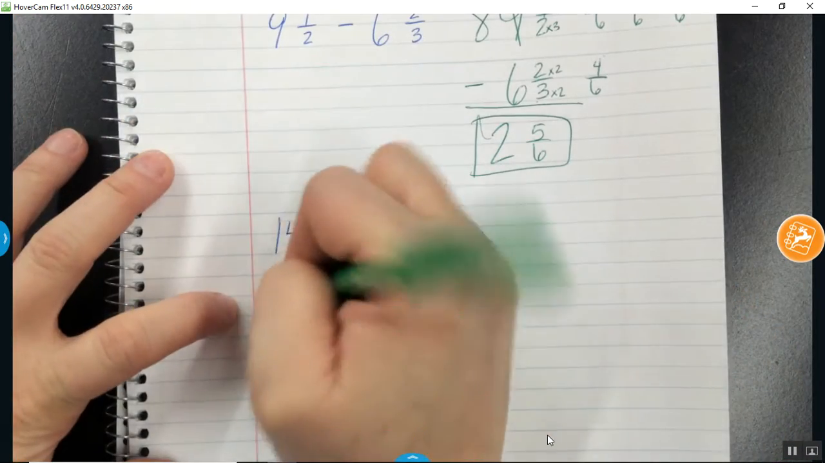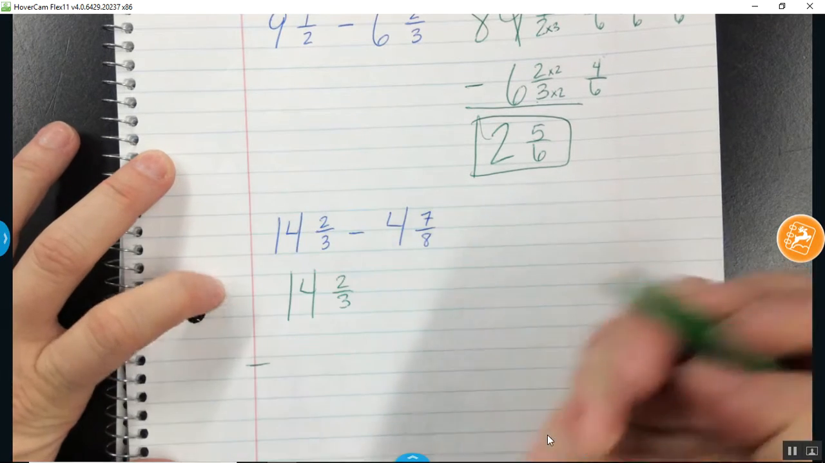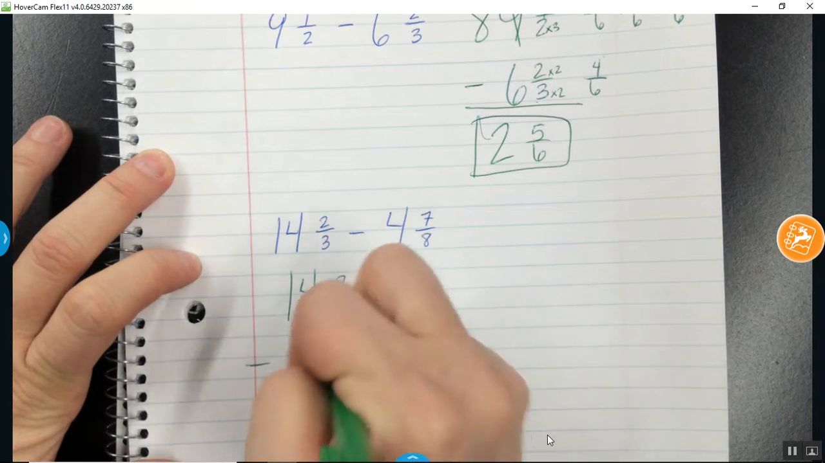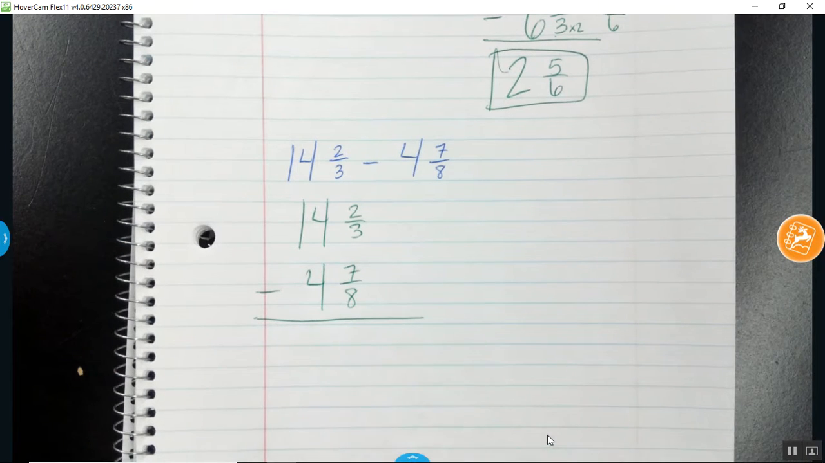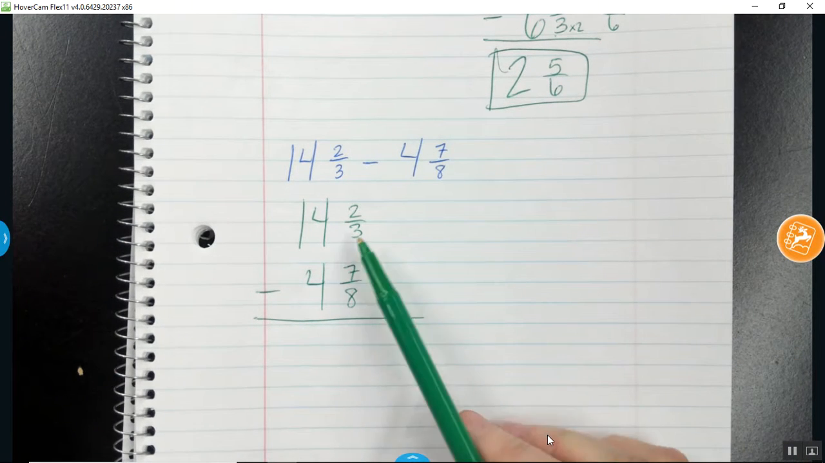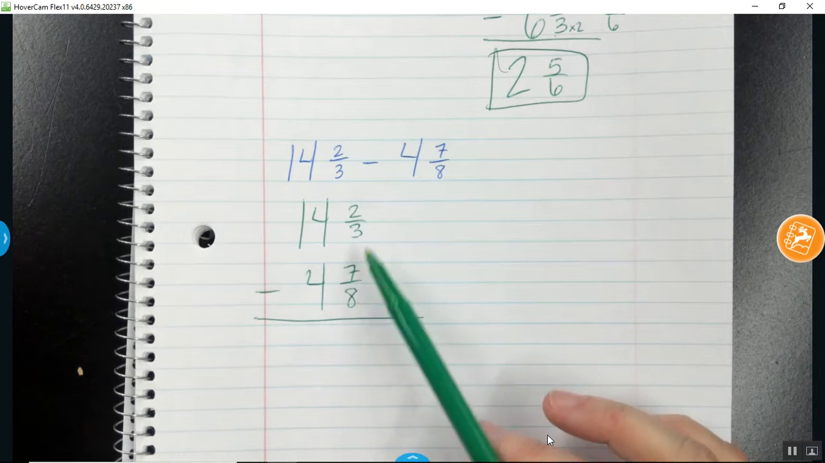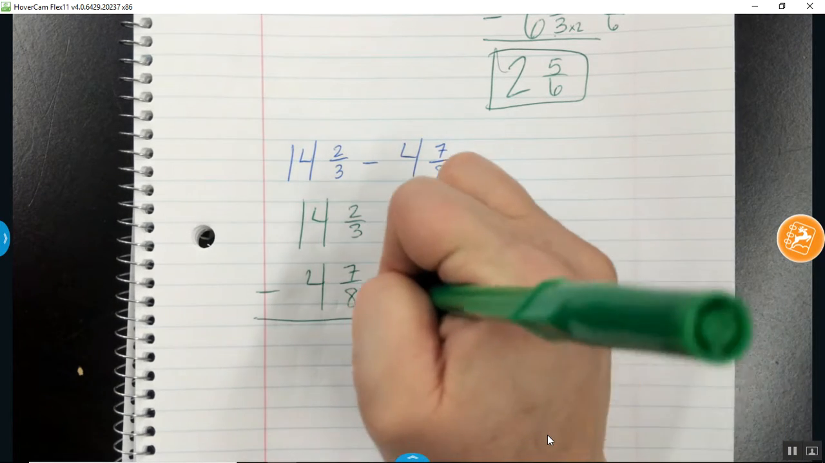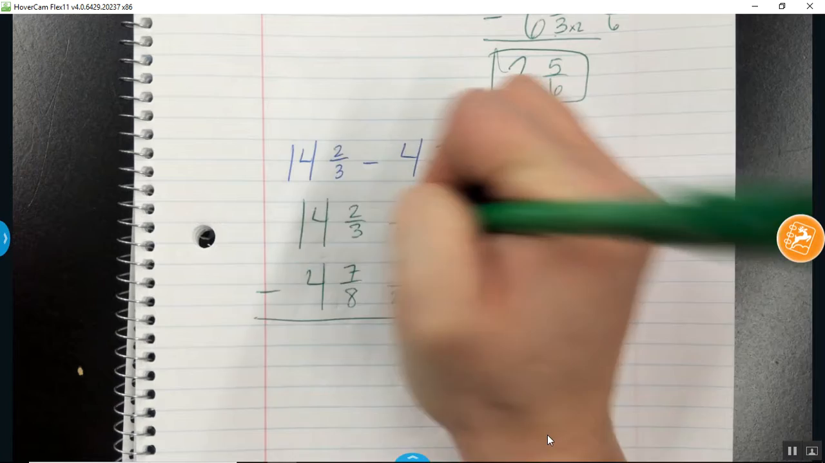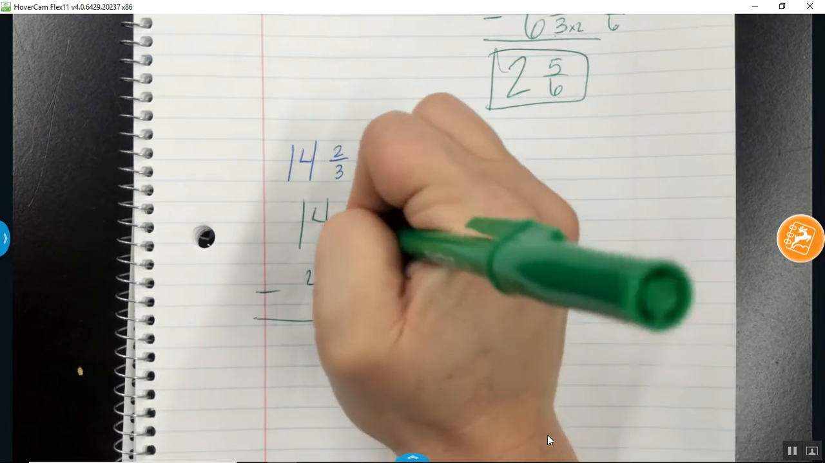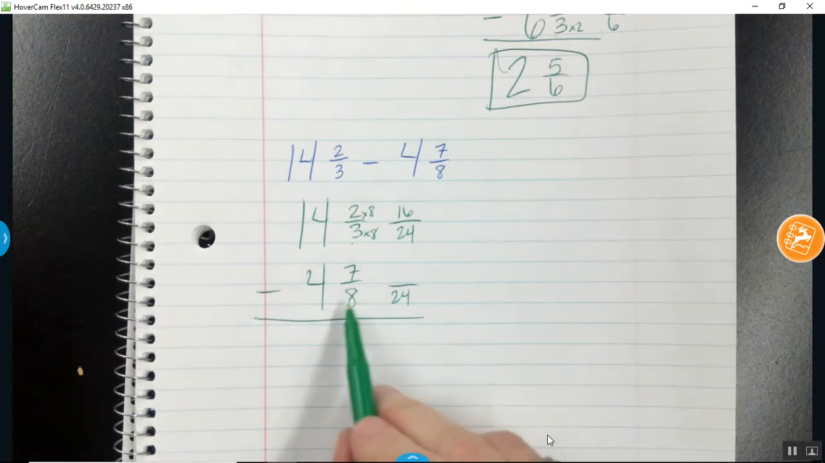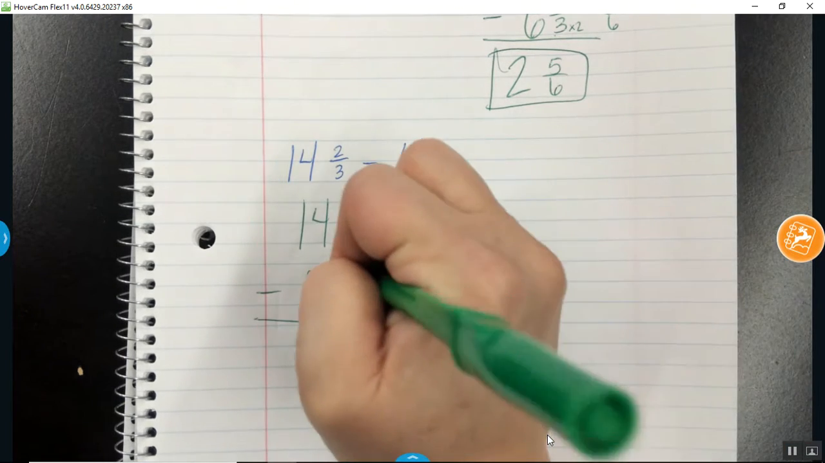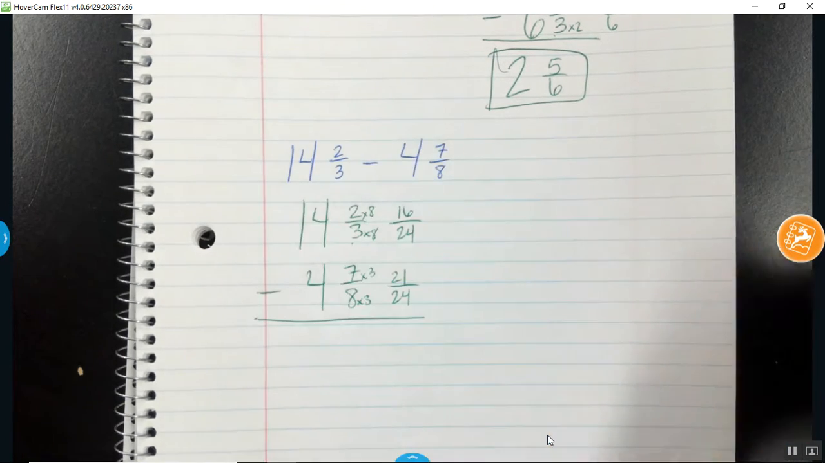Last one. 14 2/3 minus 4 7/8. Don't freak out if you get big whole parts. That's okay. That doesn't change anything. Okay. Common denominator is going to be 24. How do you get from 3 to 24? Times 8. Whatever you do to the bottom, you do to the top. How do you get from 8 to 24? Times 3. Whatever you do to the bottom, you do to the top.